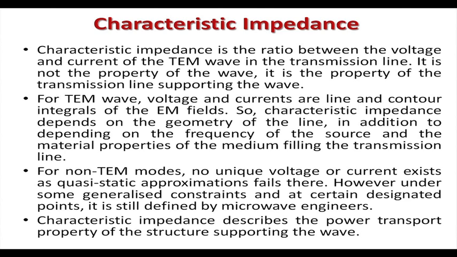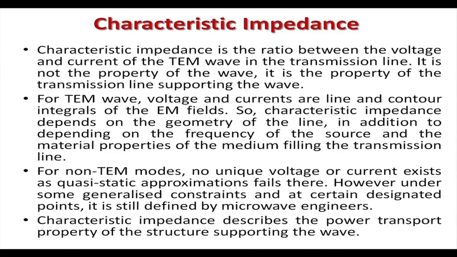So, the voltage is a line integral, the current is a contour integral of the EM fields. Now, we know that the line integral of anything depends on the line, so it depends on which path I am taking. Contour integral also depends on which contour I am taking. So, characteristic impedance, which is nothing but the ratio of voltage and current, the ratio of line integral to contour integral, is a function of the geometry of the line. That is why different structures have different characteristic impedance.